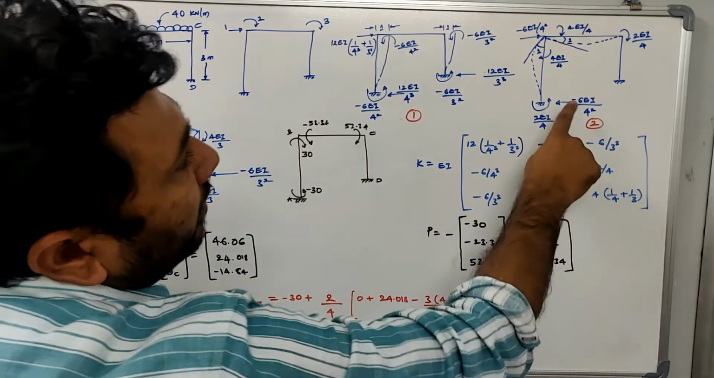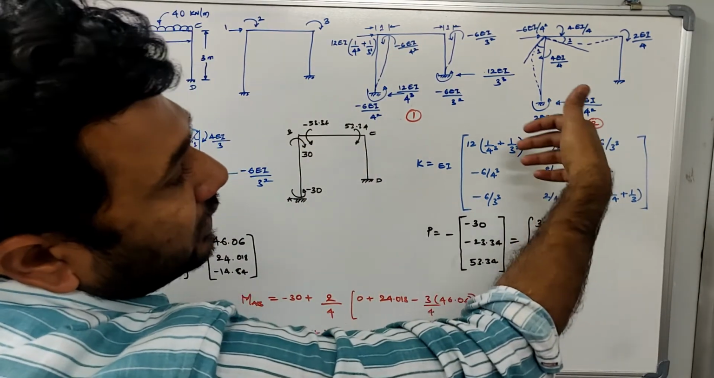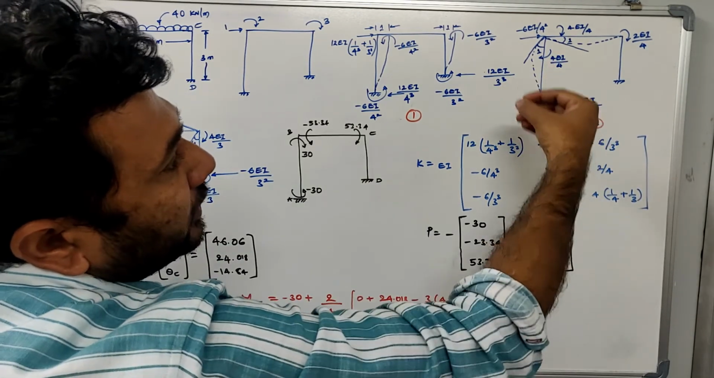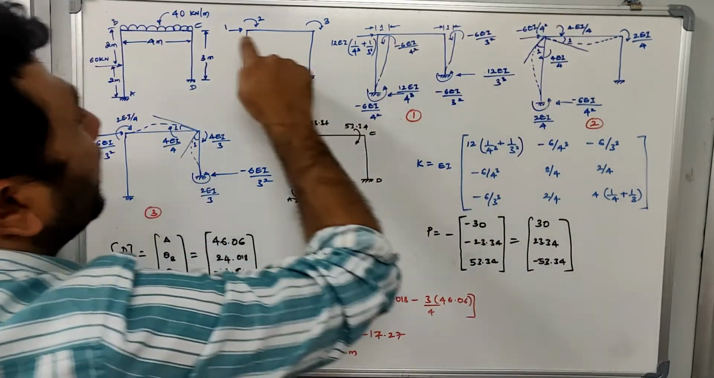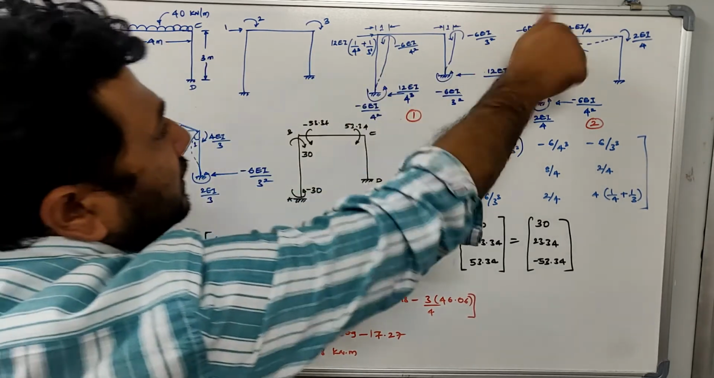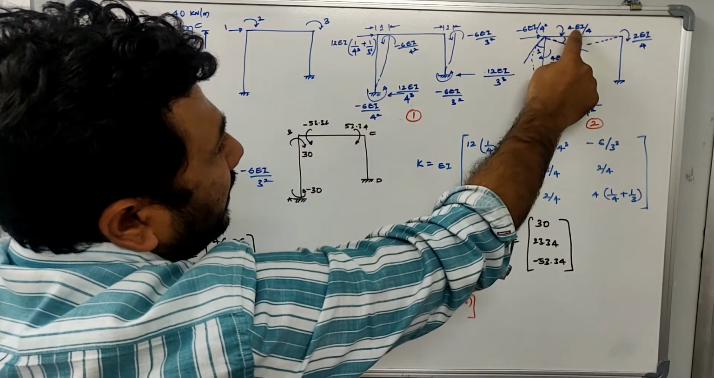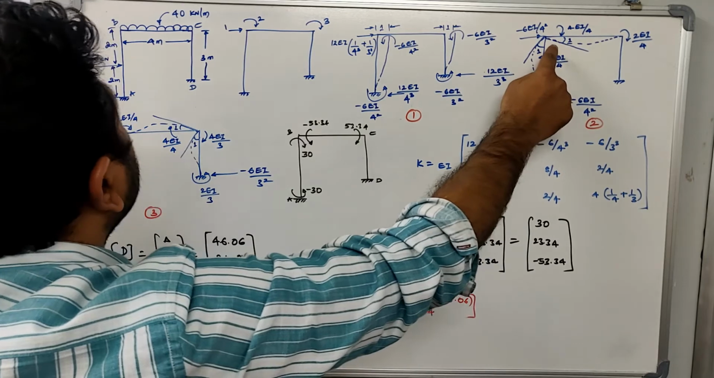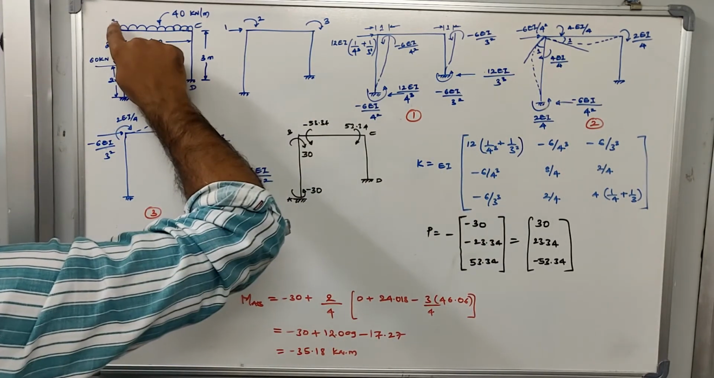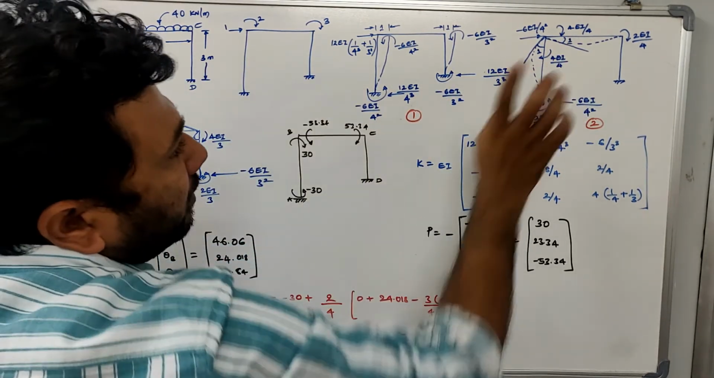The next step is to determine the moments and forces by applying the unit rotation at joint B. So at joint B we are applying the unit rotation. Here the moment required is 4 EI divided by 4, and for span BA also 4 EI by 4 is there.